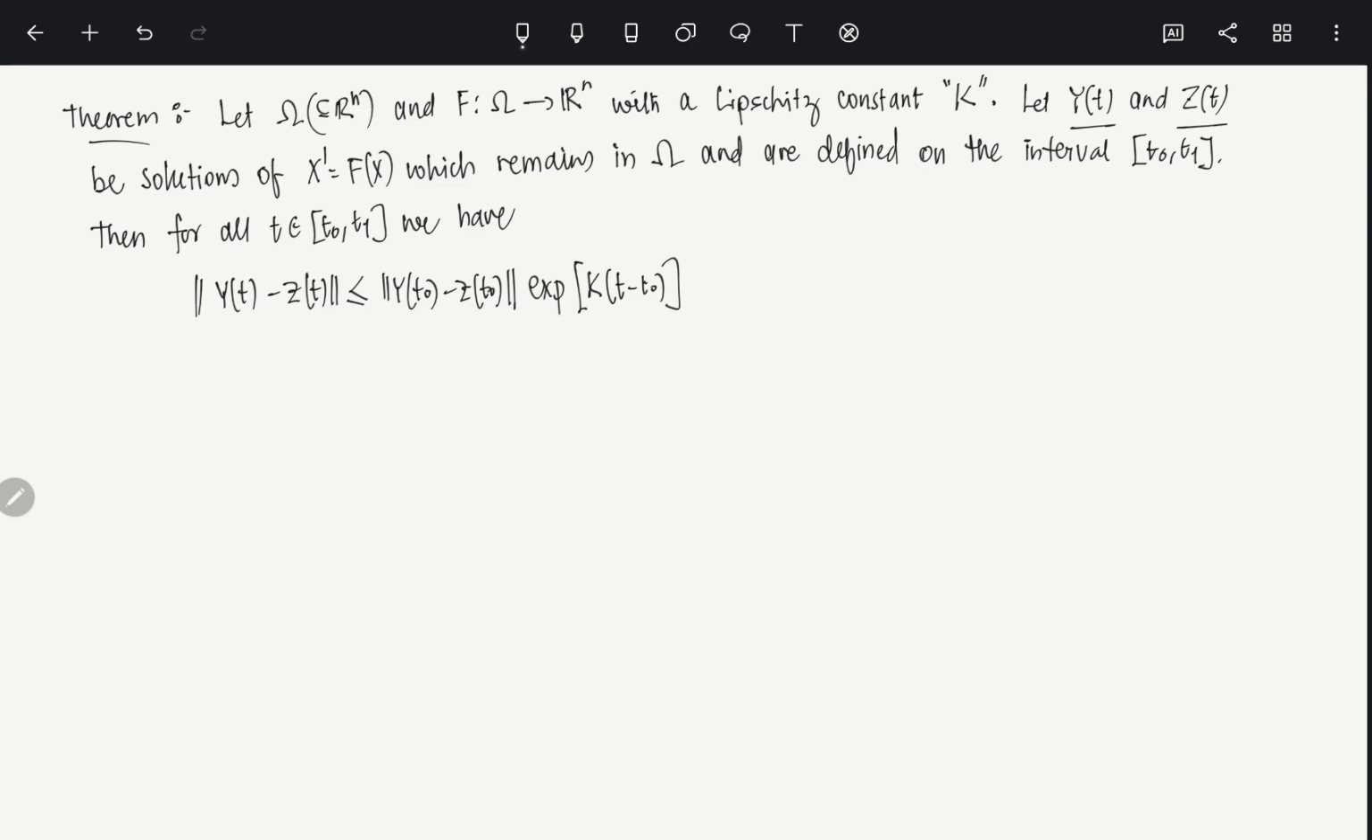Now if your y(t) minus z(t) at the point t equals t0 is sufficiently small, of course you can make it as small as you like. You can always find a delta. So given an epsilon itself, you can always find a delta. So that's what I mean by continuous dependence on initial data. This is what it says.